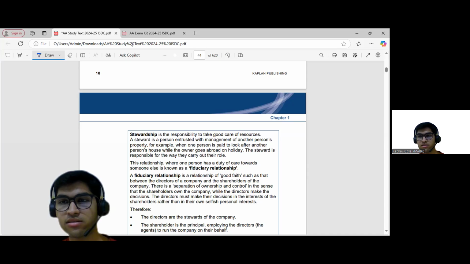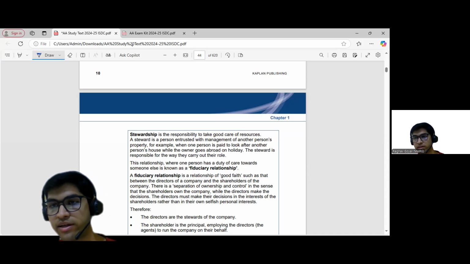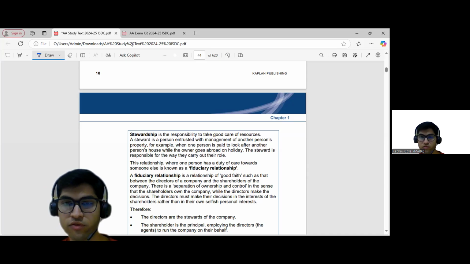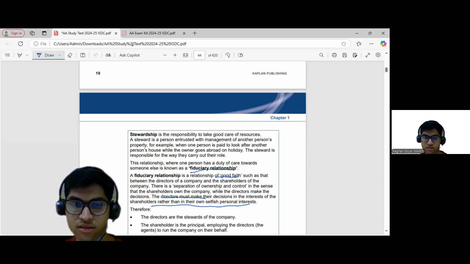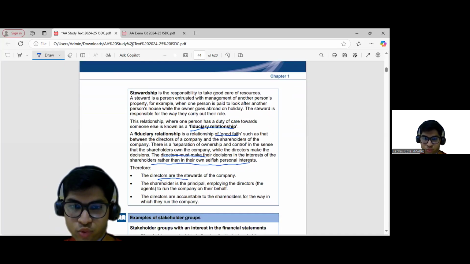So similarly, the directors are in a position where they have to maintain security and be responsible for the funds of the shareholders. This is also called the fiduciary relationship, where a relationship of good faith has to be shown. Directors must make decisions in the interest of shareholders rather than in their own selfish personal interests. Therefore, directors are those stewards. The shareholder is the principal employing the directors, that is the agent. Then the directors are accountable to the shareholders for the way in which they run the company.